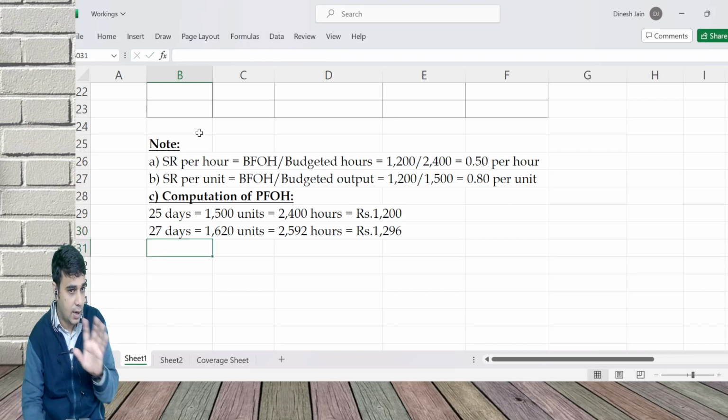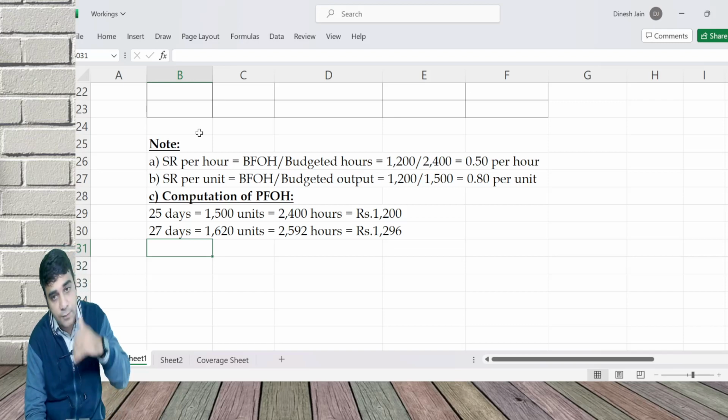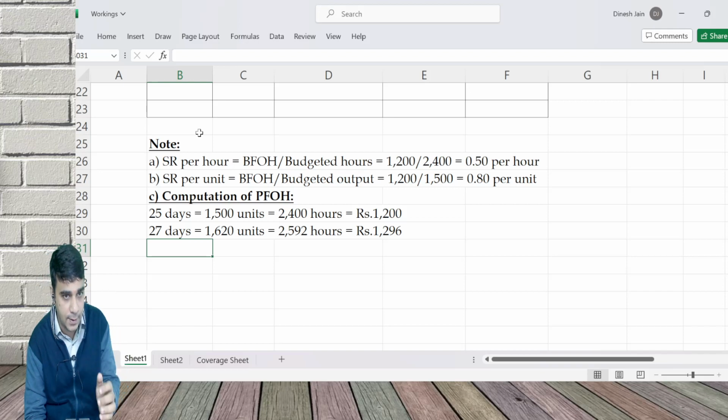Now listen, I am not going to tell you to write everything. That 1620 is called possible output. What is possible output? You budgeted 1500 units, assuming you will work for 25 days. But because you work for more days, the possible output increases. This possible output will be compared with something else to understand capacity underutilization or overutilization. Or you can say in 25 days you wanted to work for 2400 hours; in 27 days you can work for 2592 possible hours.